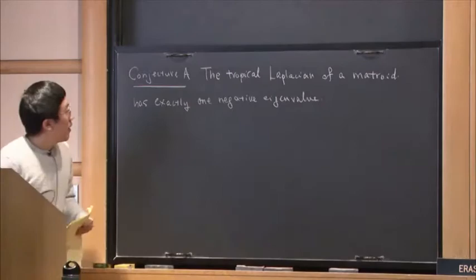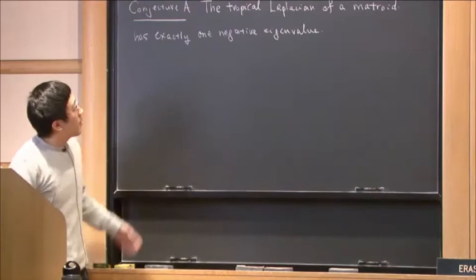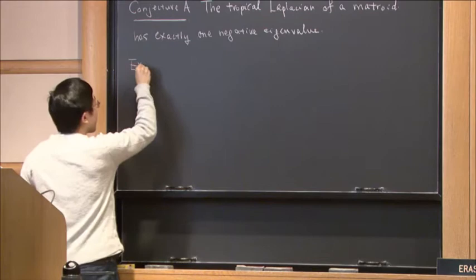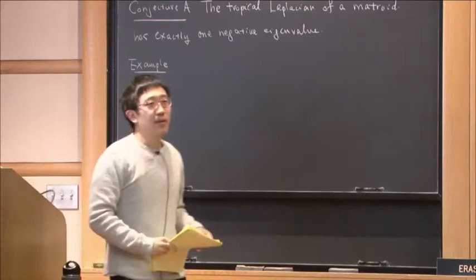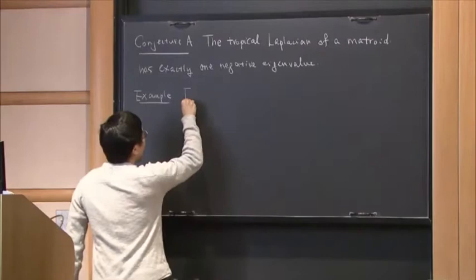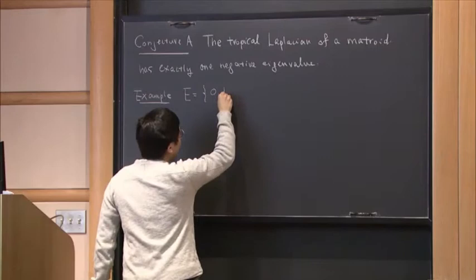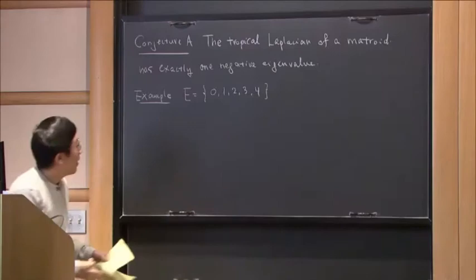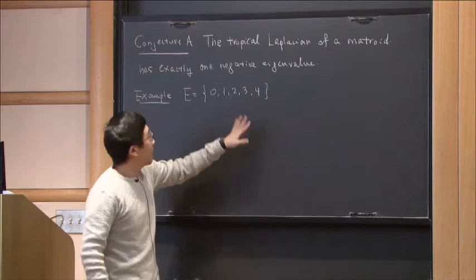So before defining the tropical Laplacian or matroid, anything like that, let me show you an example. One interesting aspect of this conjecture is that even if you start with what you think would be a really trivial example, it's not so easy to verify the conclusion of the conjecture. So let's consider a finite set that I'll always denote by E. Let's say it has five elements, 0, 1, 2, 3, 4. And the matroid in this case will be a uniform matroid of rank 4, but you don't really need to know that at this moment.